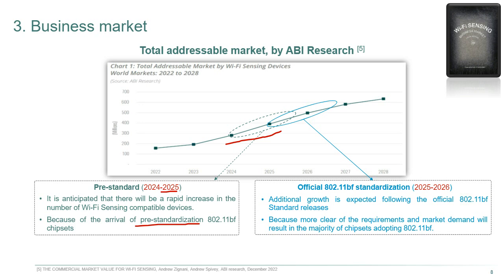Another important period is 25 to 26. Additional growth is expected following the official 11bf standard release, because clearer requirements and market demand will result in the majority of chipsets adopting 11bf. That's the basic estimation for the whole business market by ABI Research. To summarize, they predict this technology and market are very promising, right?